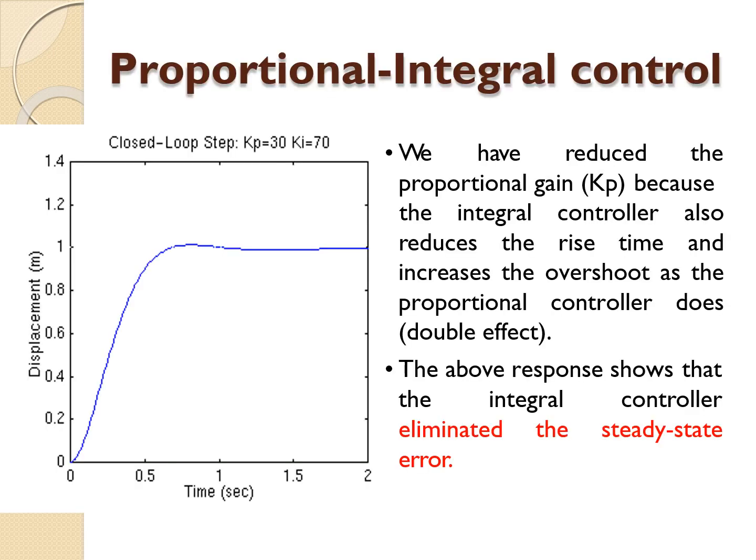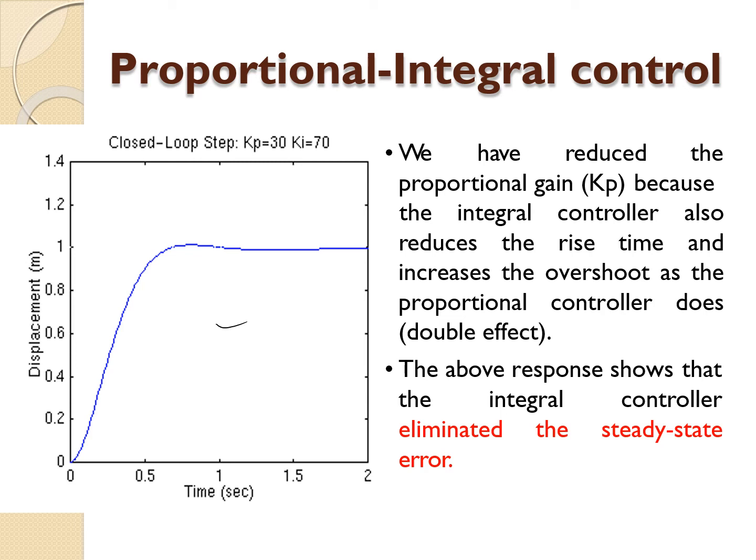So now I move to proportional integral control. So we have reduced the proportional gain KP because the integral controller also reduced the rise time and increased the overshoot as the proportional controller does. That means double effect. So this response represents the integral controller eliminated the steady state error.